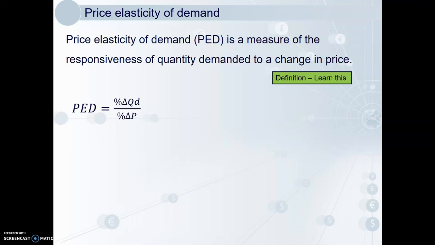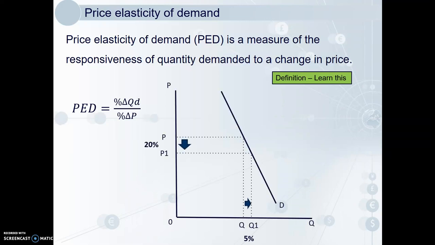Let's put your skills to the test. Work out the PED on this demand curve when price decreases by 20% and quantity demanded increases by 5%. Pause now and have a go. Okay, 5 over negative 20 is negative 0.25. You'll notice that I've put the negative in brackets because PED will always have a negative value due to the inverse relationship between price and quantity demanded.